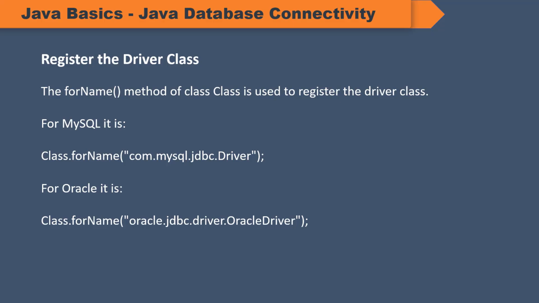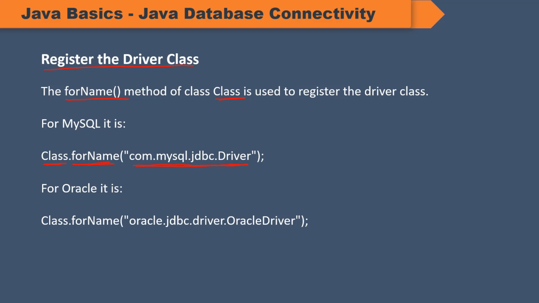So the first one is registering the driver class. For registering the driver class, we use the method forName. So forName of class is used to register the driver class. So Class.forName, where forName is the method we are using and Class is the class. For MySQL we have to give com.mysql.jdbc.Driver. So this is what we have to give.